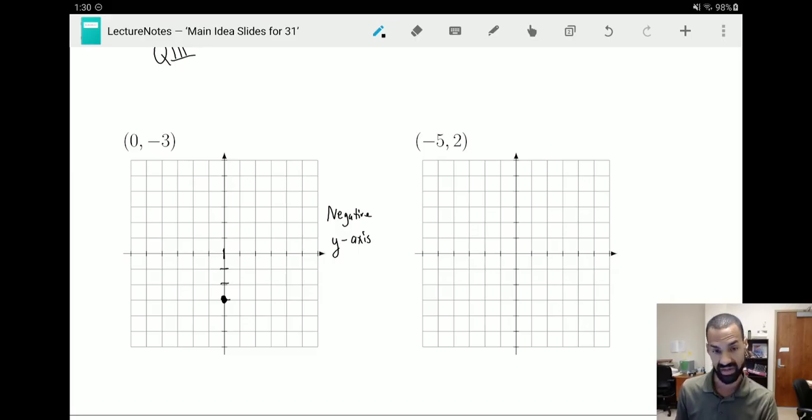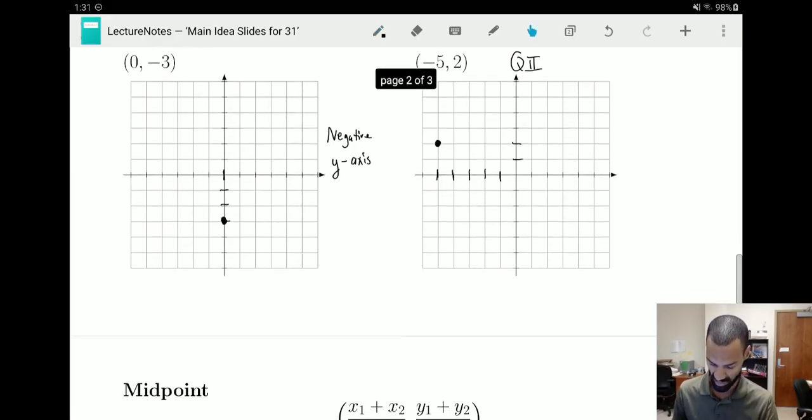Okay, and then finally -5, 2. So -5 along the x, 1, 2, 3, 4, 5. +2 for y, so up 2. That's going to be here. That's where those two meet. That's in the second quadrant, quadrant 2. Okay, so an ordered pair can describe a point in space, right? A point at least in two-dimensional space along the xy plane.